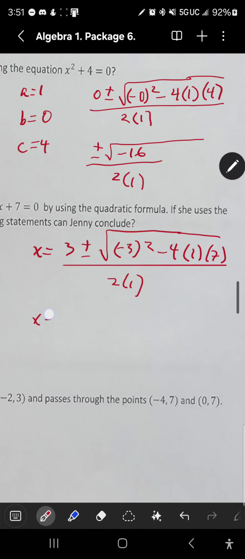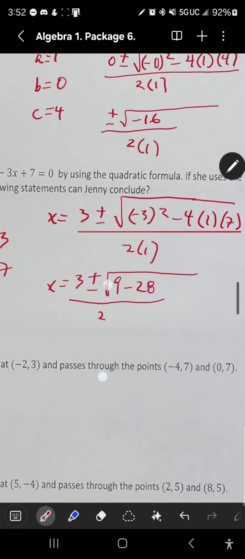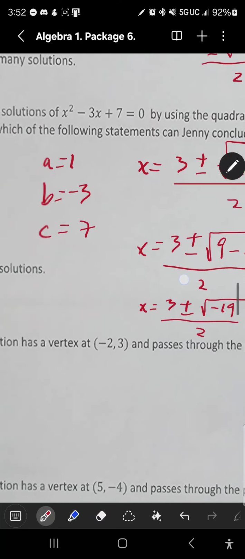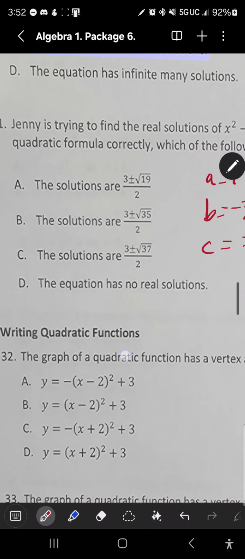And here we have x equals 3 plus minus the square root of negative 3 squared, which is just 9. And negative 4 times 1 is negative 4. Negative 4 times 7 is negative 28. And 2 times 1 is 2. And here we have that x equals 3 plus minus the square root of 9 minus 28, which is negative 19, over 2. As you can see, we have a negative number inside the square root, so there are no real solutions.